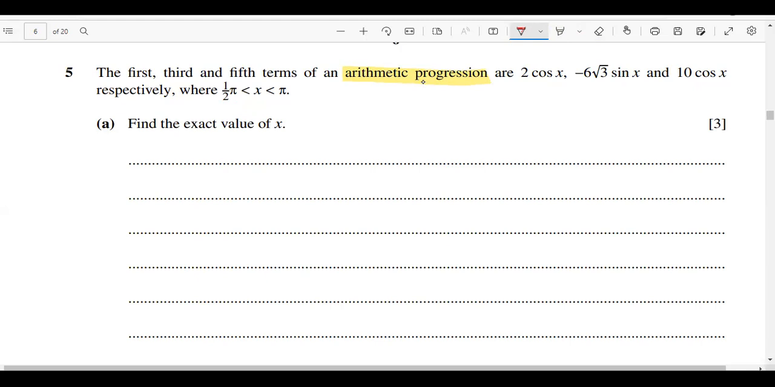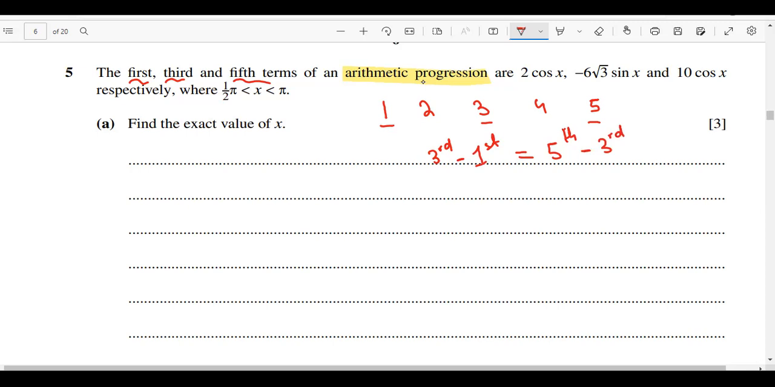But be careful, we have first, third, and fifth. Okay. So imagine that we have a sequence, let's say 1, 2, 3, 4, 5. This is also an arithmetic sequence with a common difference. This is the first term, the third term, and the fifth term. The difference of the third term minus the first one would be same as the difference of the fifth term minus the third one. Okay, so this is how we'll do it.